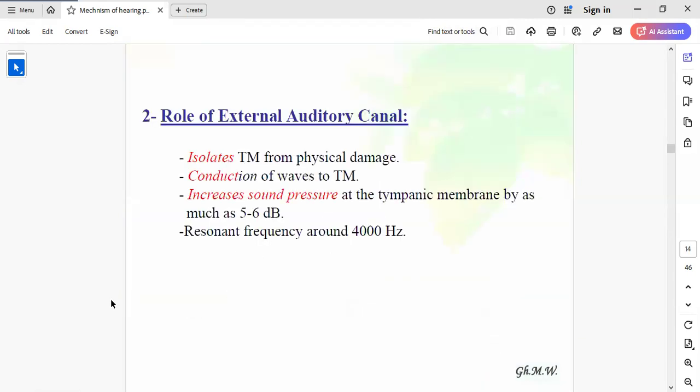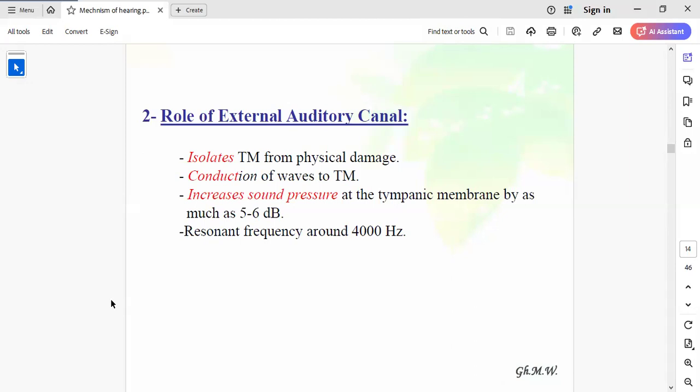Role of the external auditory canal. Sound is now collected by the pinna and conducted to the external auditory canal. What is the function of the external auditory canal? First, to isolate the tympanic membrane from physical damage. The tympanic membrane is deeply placed in the external auditory canal, so it is away from any trauma. Second, to conduct sound waves to the tympanic membrane.